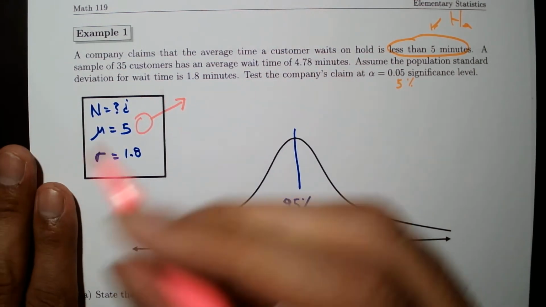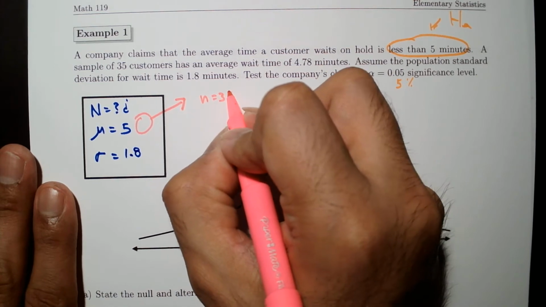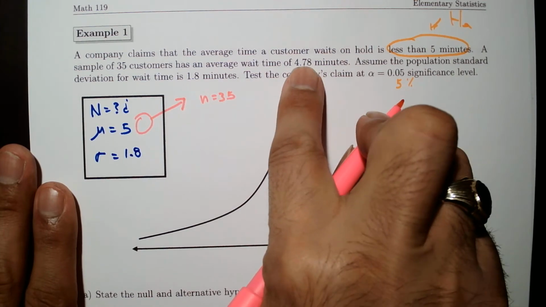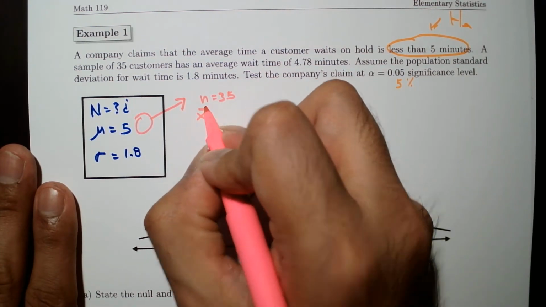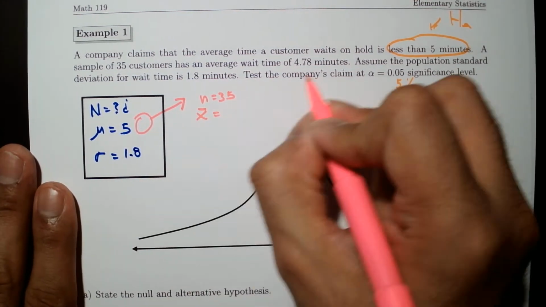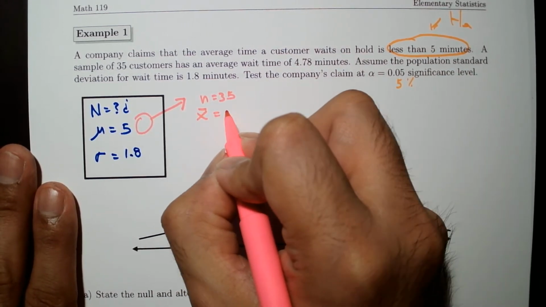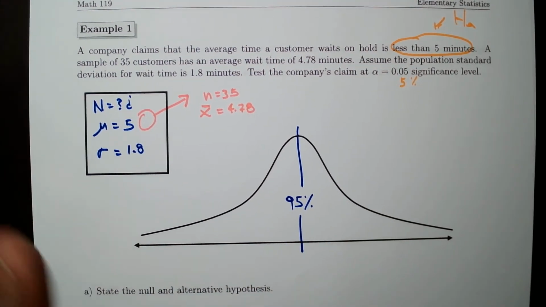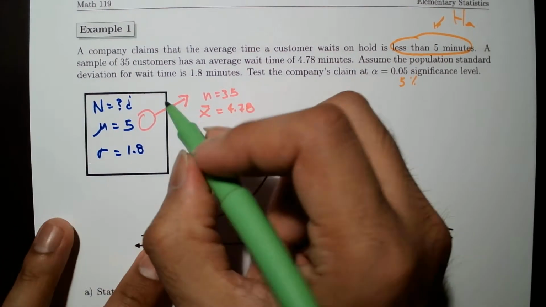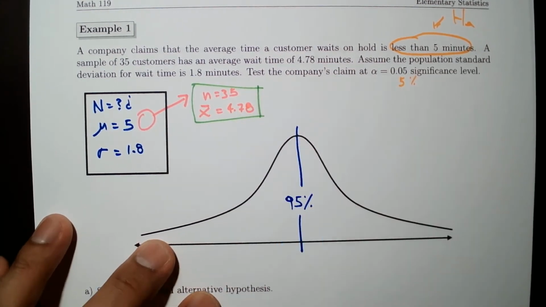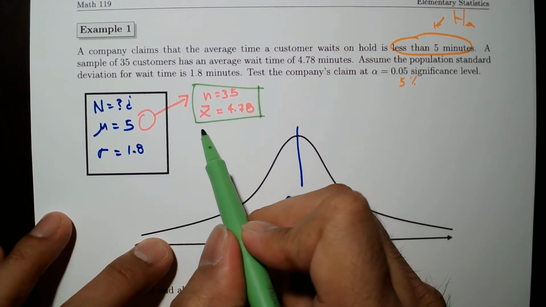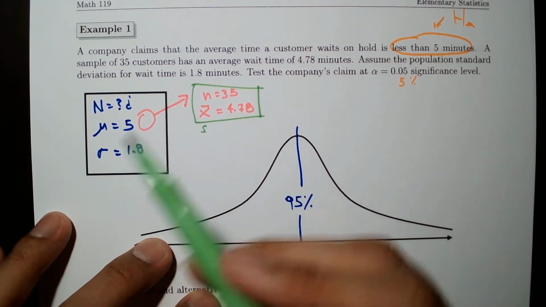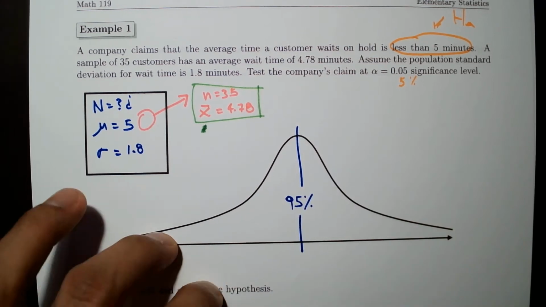Okay, a sample of n equals 35, and in this case, the x bar, the mean of the sample, is 4.78 minutes. Okay, so let's enclose our sample. So population, sample. Well, maybe we can think of the standard deviation of the sample, but that's not relevant, so we're not going to care about that.